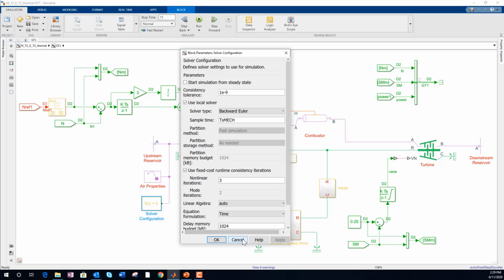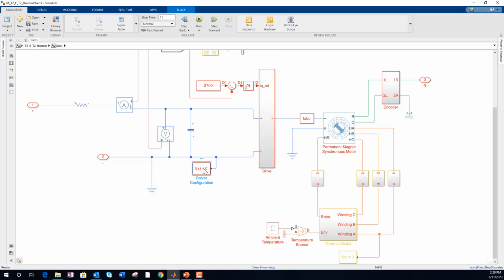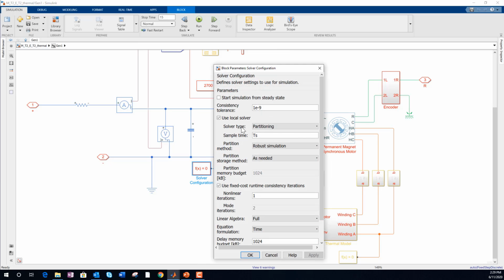For the electrical system, on the other hand, let me just go to the solver configuration for the electrical system. We are using the partitioning solver with one nonlinear iteration, and this is more than adequate for the level of fidelity we have on the AC-DC system on the electrical side.